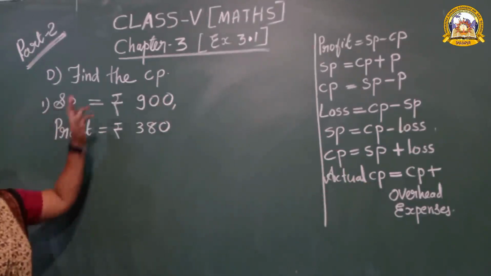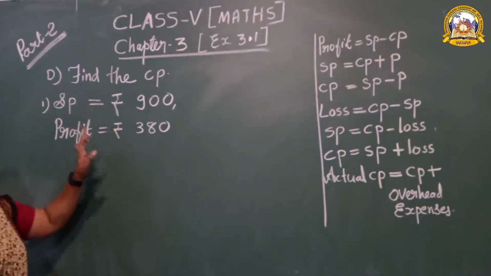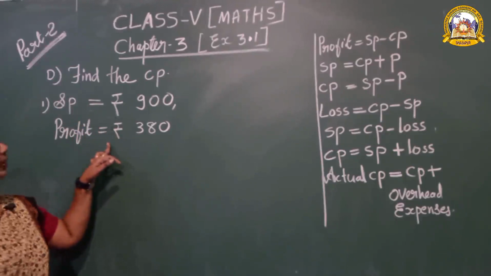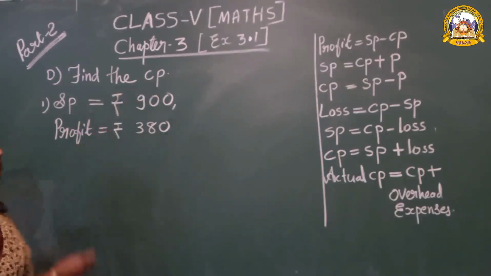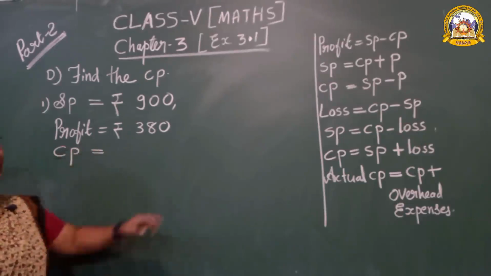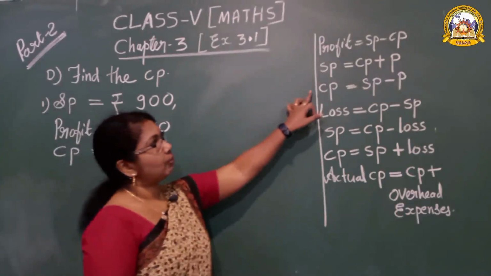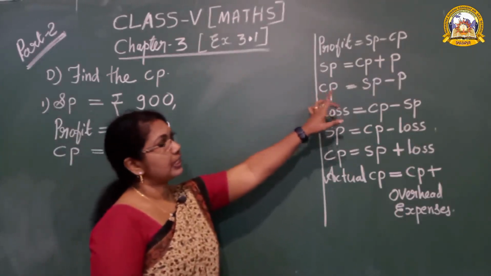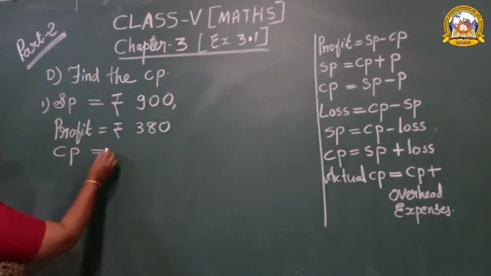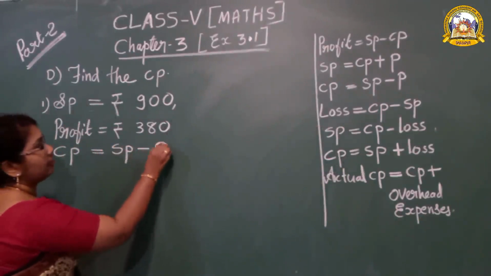Now look here, the selling price and profit are given. Are you remembering the formula? What do you have to find out? CP. CP means cost price. How to find out cost price? Selling price minus profit. Look at the third formula: cost price is equal to selling price minus profit. Here you should write the formula, selling price minus profit.